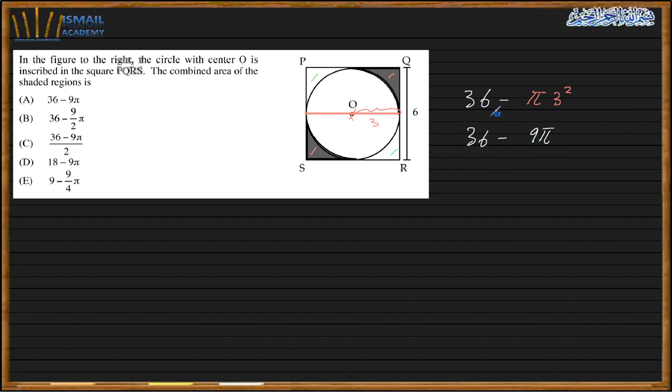But this difference will give me the area of those 4 spots. But I don't need the 4 spots. What I need is only those 2. And those 2 are half of the 4. Those 2, you see, are half of the 4. So what I do here is divide by 2.